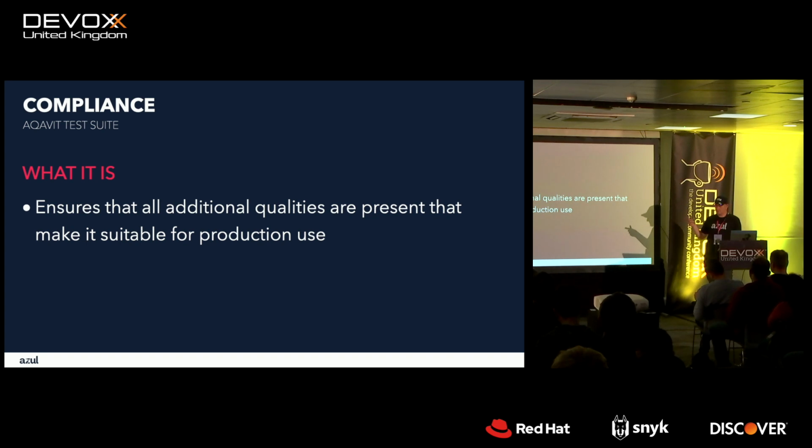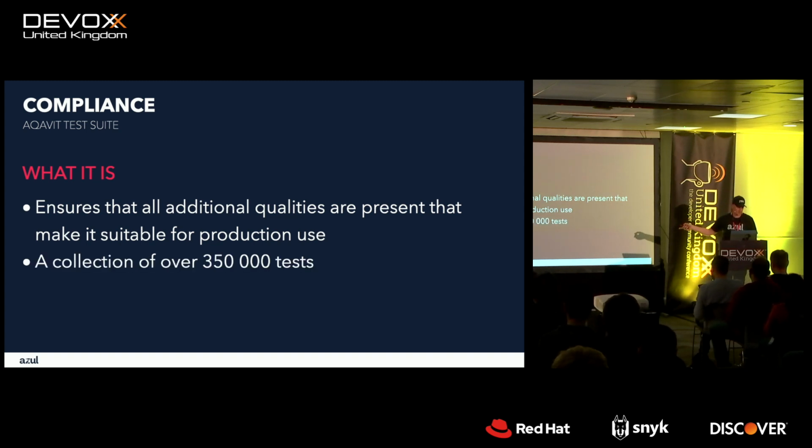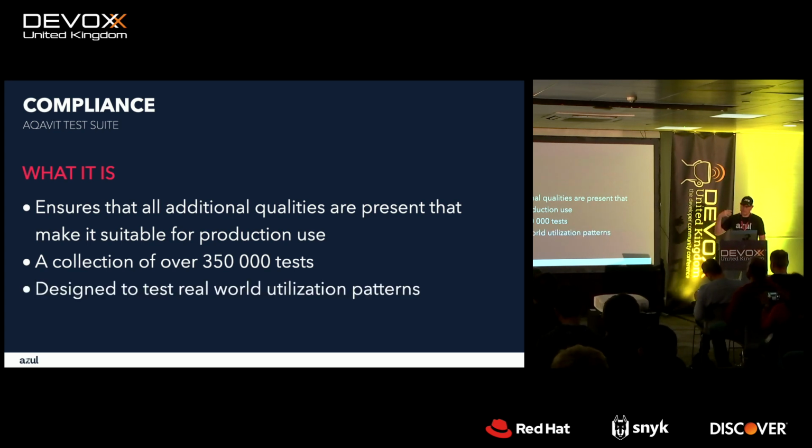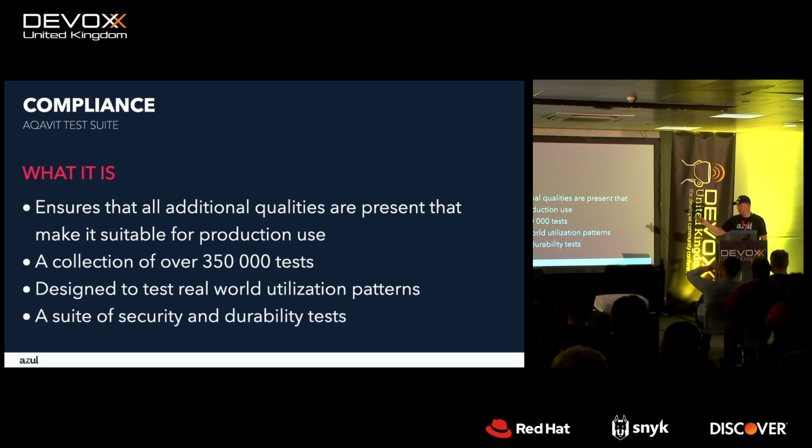And this one, compared to the TCK, makes sure that on application level and use case level, everything's fine, right? So they have, I think, more than 350,000 tests they run, and they try to run really real-world utilization patterns, and they run it on your JDK distribution to make sure everything is as expected. And this is quite new because it's only available since, I think, 2 years, maybe. And yeah, it's a suite for security and durability tests.